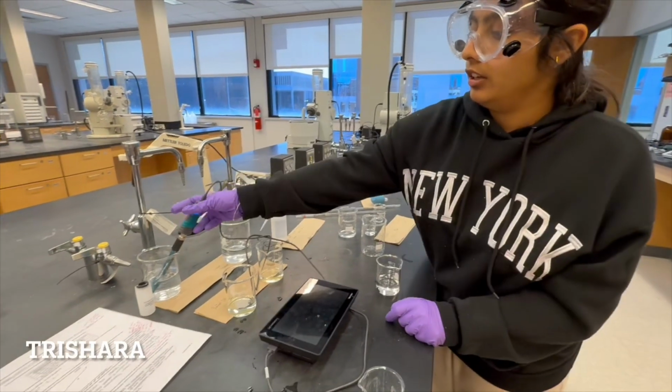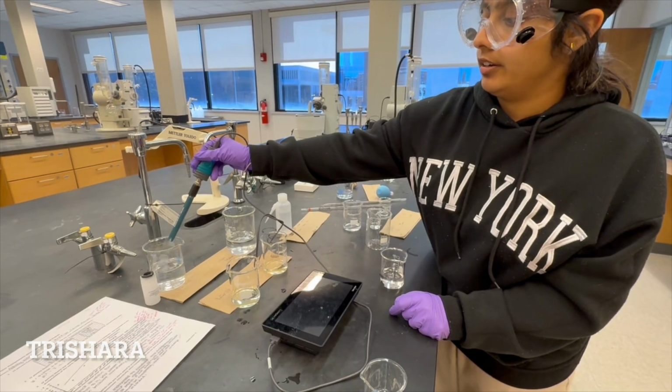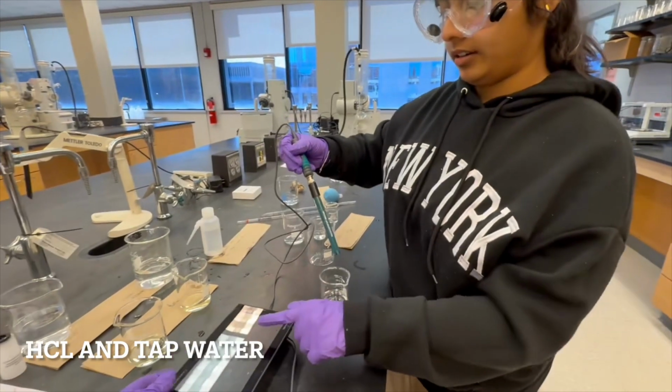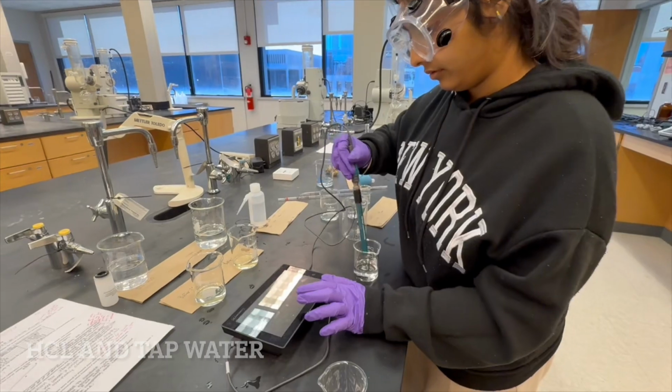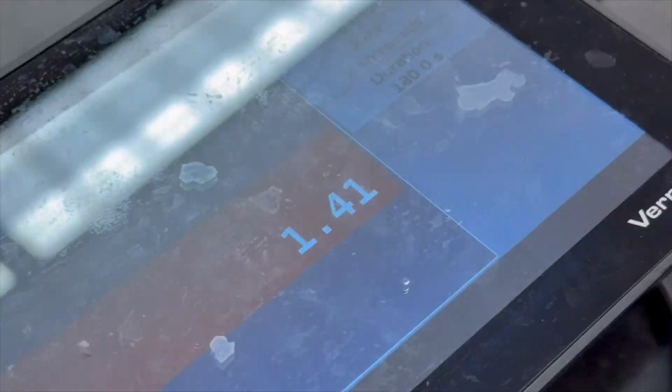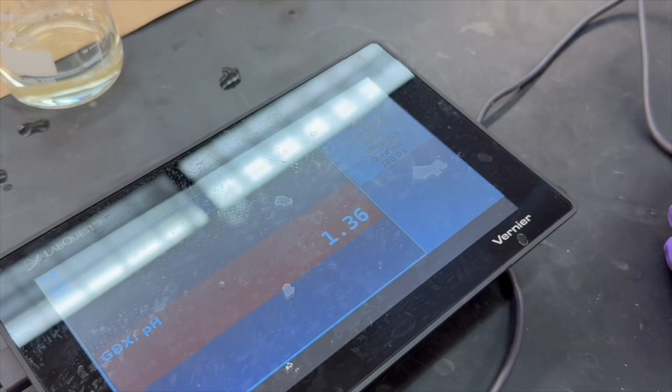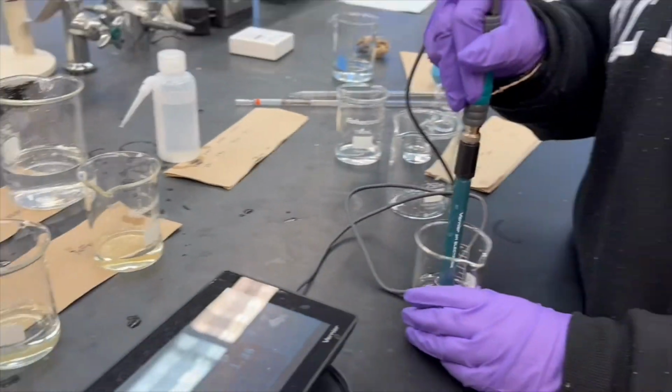To test the pH of hydrochloric acid and tap water, first take the pH meter out of the beaker and place into the beaker with the HCl and tap water. Swirl slightly. The pH for the sample is about 1.36.